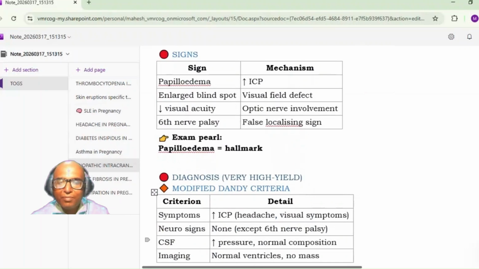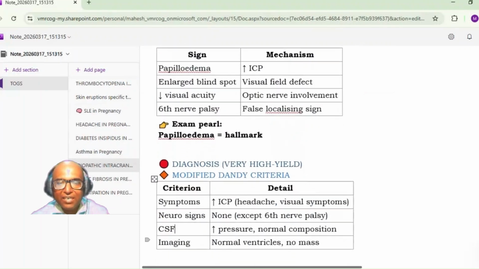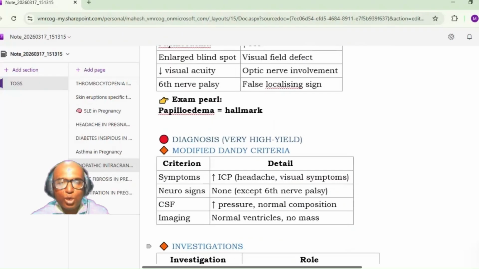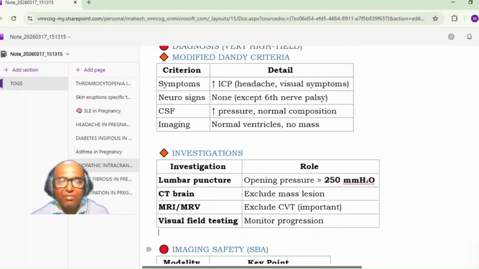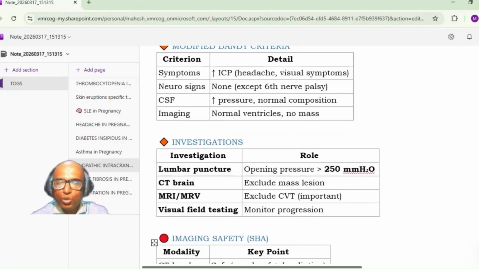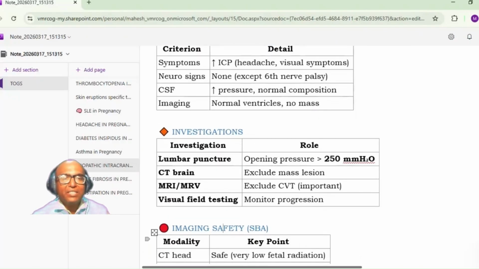Symptoms are mainly because of the increased intracranial pressure, that is headache and visual symptoms. Neurological symptoms may not be there except sixth nerve palsy. CSF pressure will be raised with normal composition, and imaging will show normal ventricles. There is no obvious mass. For diagnosis, lumbar puncture opening pressure is more than 25 millimeters of mercury. CT brain is needed to exclude the mass lesion. MRI, MRV will exclude CVT. Visual field testing is required for monitoring the progression.